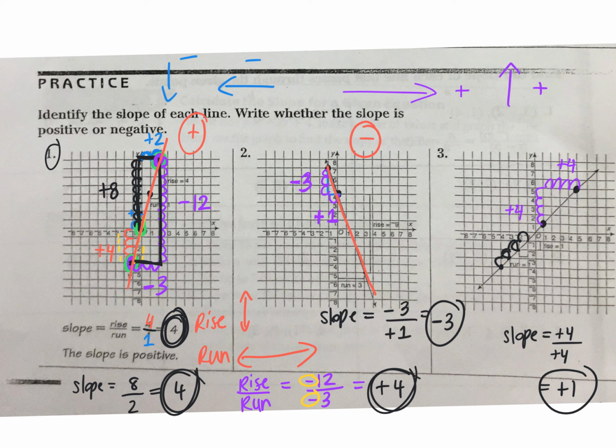So what if you're given a graph, but the coordinates are hard to read, or they're decimals, or you don't know which points to pick? Well, if you're given the coordinates, you can use the slope formula. Remember the slope formula, how to calculate slope? y2 minus y1 over x2 minus x1. Think about it.